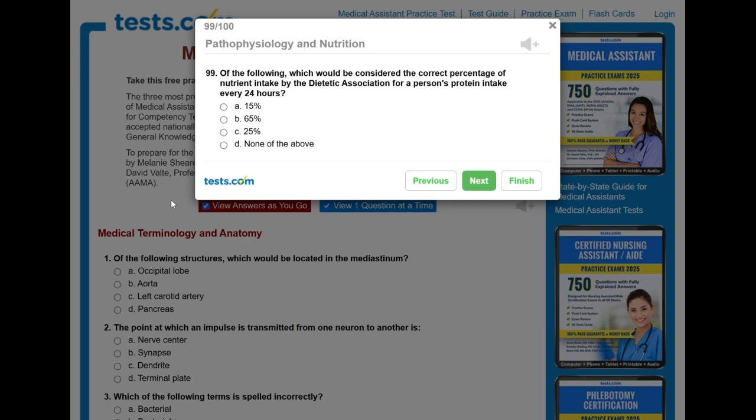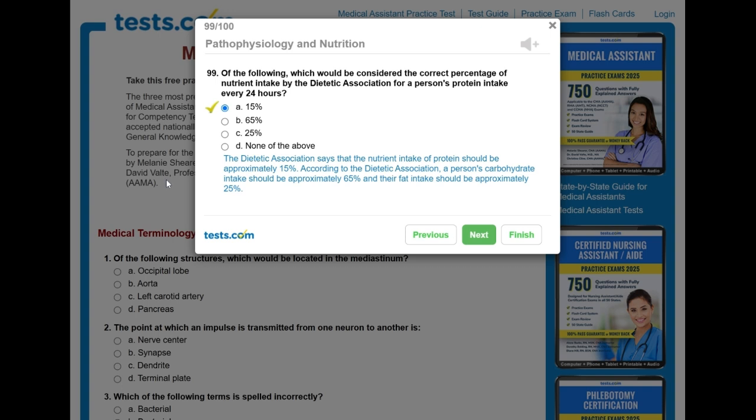Question 99. Of the following, which would be considered the correct percentage of nutrient intake by the Dietetic Association for a person's protein intake every 24 hours? A. 15%, B. 65%, C. 25%, D. None of the above. A. 15%. The Dietetic Association says that the nutrient intake of protein should be approximately 15%. According to the Dietetic Association, a person's carbohydrate intake should be approximately 65% and their fat intake should be approximately 25%.